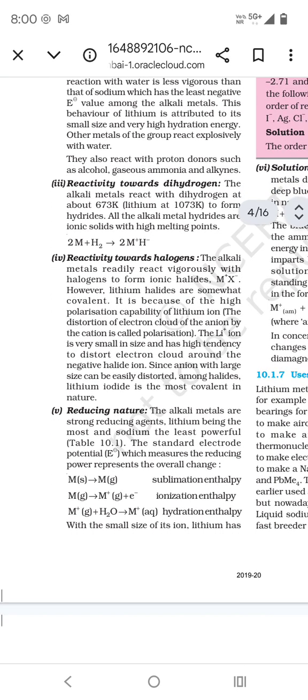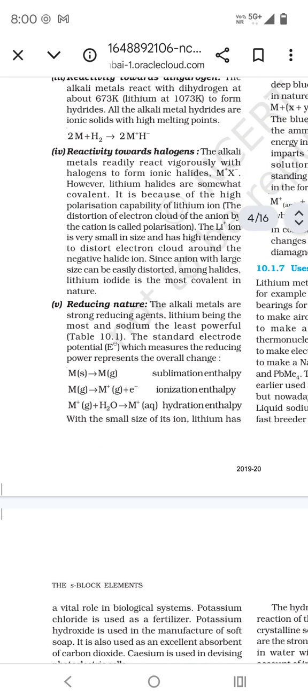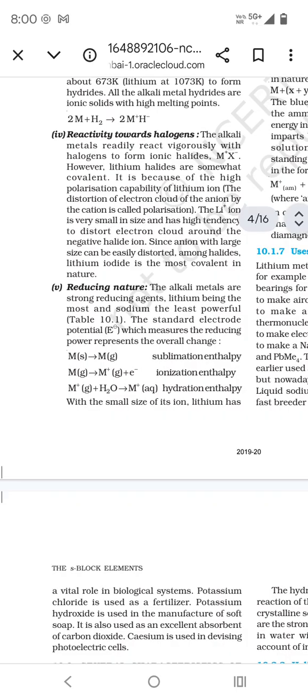Reactivity towards dihydrogen: the alkali metals react with dihydrogen at about 673 Kelvin to form hydrides. Reactivity towards halogens: the alkali metals readily react vigorously with halogens to form ionic halides. However, lithium halides are somewhat covalent. It is because of the high polarization capability of the lithium ion.